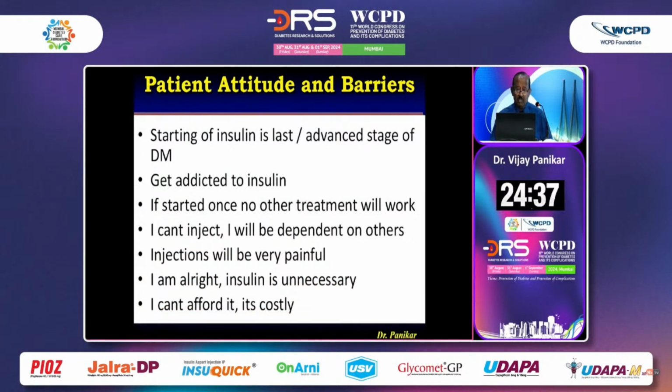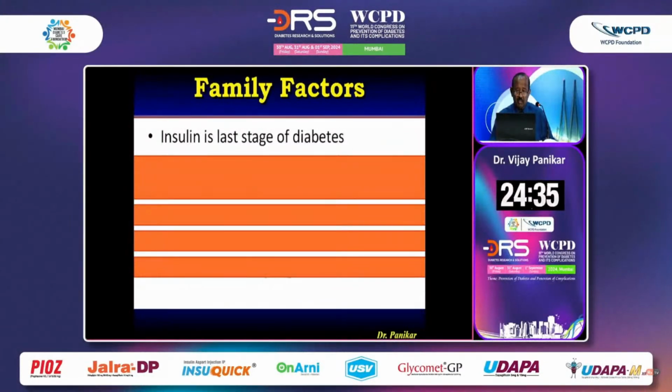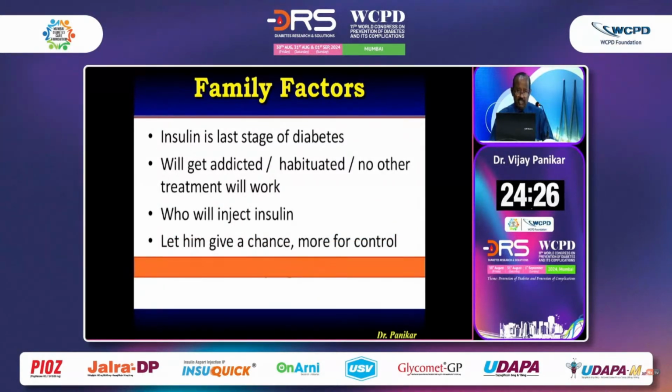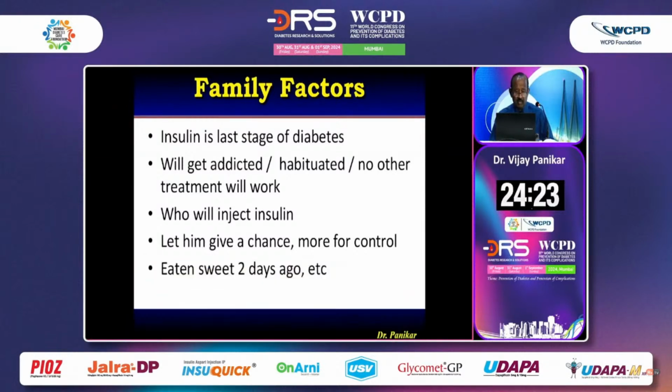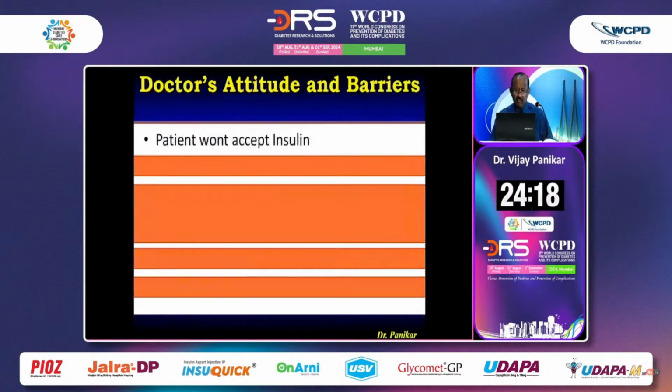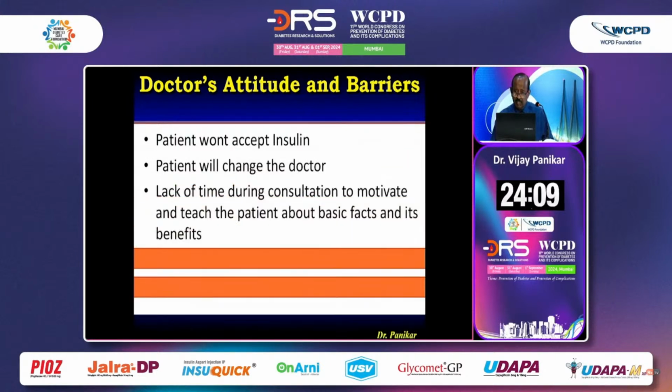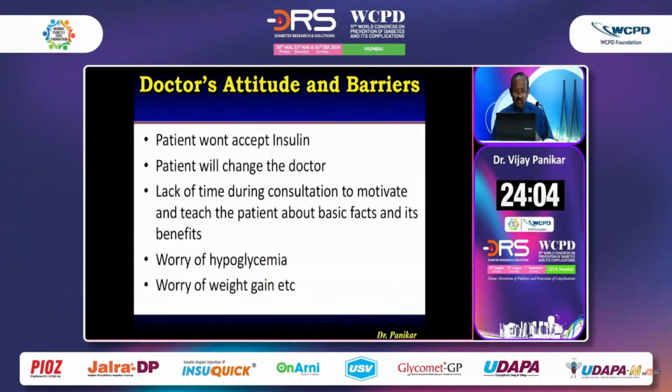I can't afford it. And the patient's family, they believe insulin is the last stage of diabetes. He will get addicted, habituated. Who will inject insulin? Doctor, give him one chance. Doctor, two days ago he ate sweets, that's why the sugar is high. All kinds of excuses. But at the doctor's end, that patient won't accept insulin. The moment I say you take insulin, he will go to another doctor. And this happens. Lack of time during consultation, worry of hypoglycemia, weight gain.